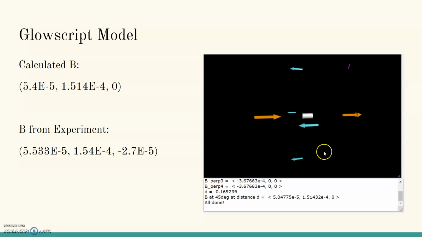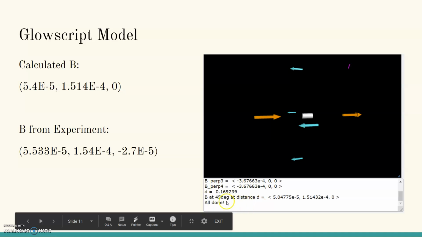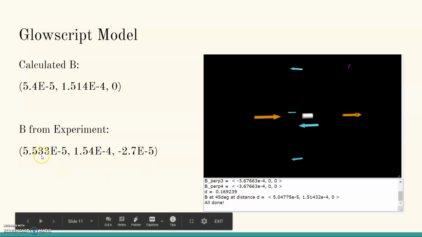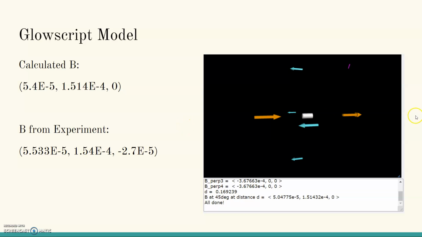From this model, we found the B to be 5.0477 e to the -5, 1.514 e to the -4, and 0. This turned out to be very similar to the B from our experiment. They're pretty close, so I think we did pretty well in this lab.